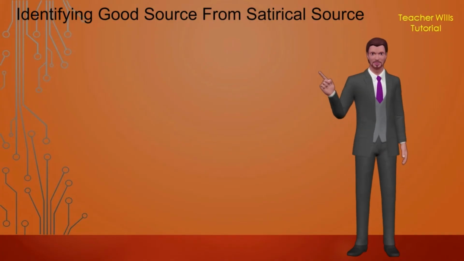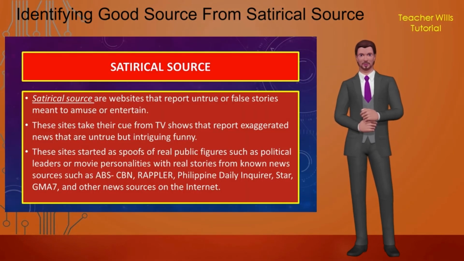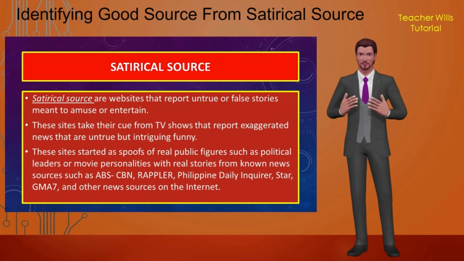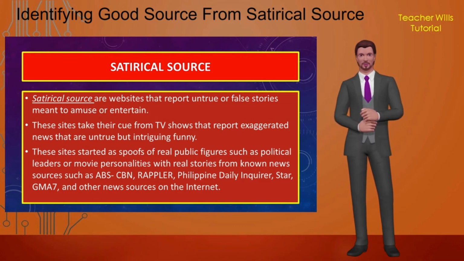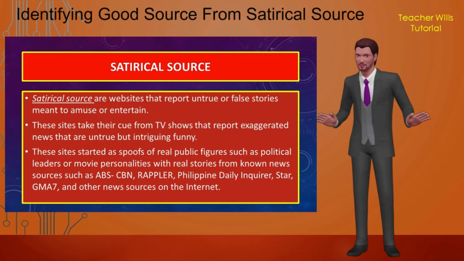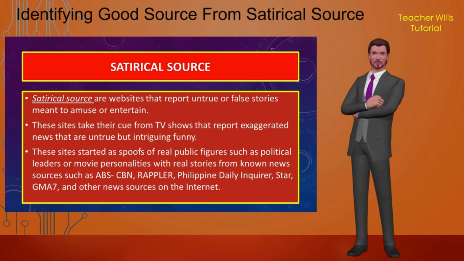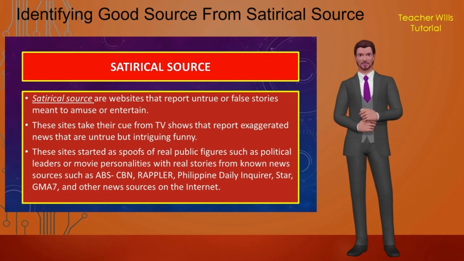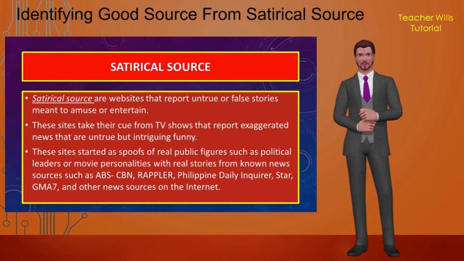The last topic is identifying good sources from satirical sources. Satirical sources are websites that report untrue or false stories meant to amuse or entertain. These sites take their cue from TV shows that report exaggerated news that are untrue but intriguingly funny. These sites started as spoofs of real public figures such as political leaders or movie personalities, with real stories from known news sources such as ABS-CBN, Rappler, Philippine Daily Inquirer, Star, GMA7, and other news sources on the internet.